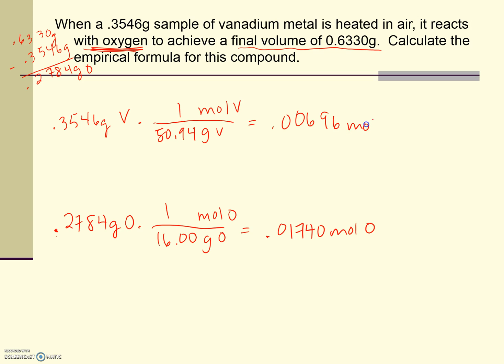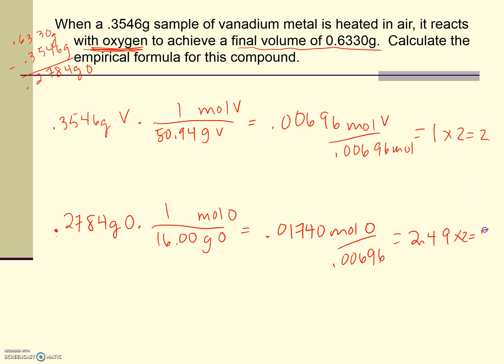0.00696 moles of vanadium. Step 3 tells me divide through by the smallest number. Well, 0.00696 moles is my smallest number, and I get 1, and 0.00696, and I get 2.49, which is really 2.5, is what I'm saying. If I double this again, this ends up being 2. This ends up being 5, and my formula ends up being V2O5.